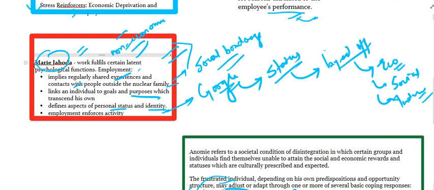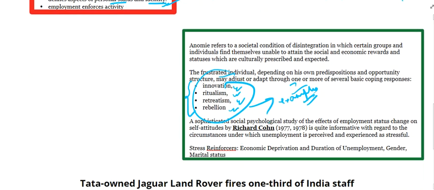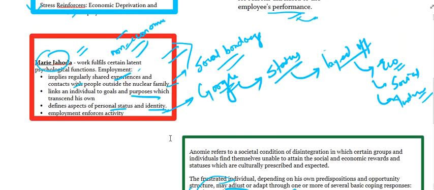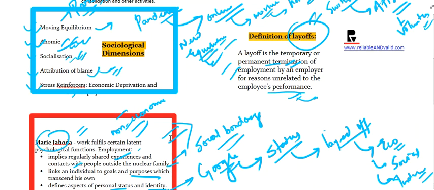Attribution of blame. This was a new concept, and stress reinforcers. This was a new concept put forward by Richard Cohn. He has extensively studied unemployment and layoffs. The attribution of blame is one stage just after layoff, wherein the laid off employee tends to blame external factors and then himself or herself, and this leads to mental issues as well, identity crisis, stuff like that.